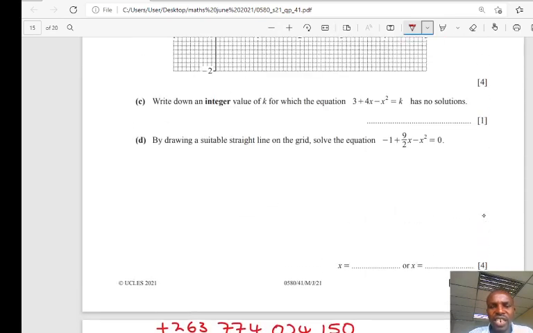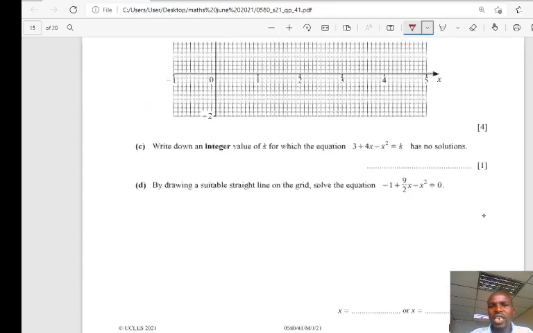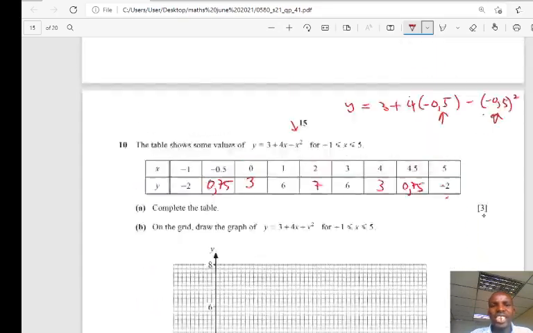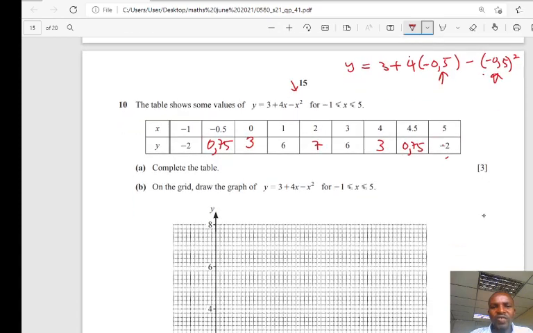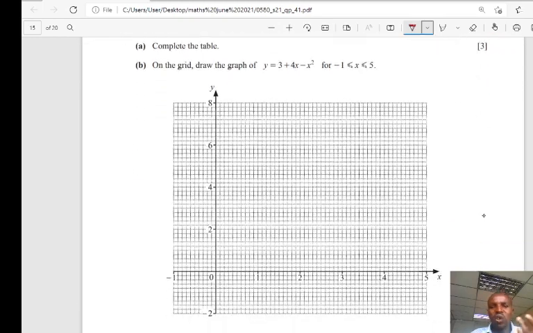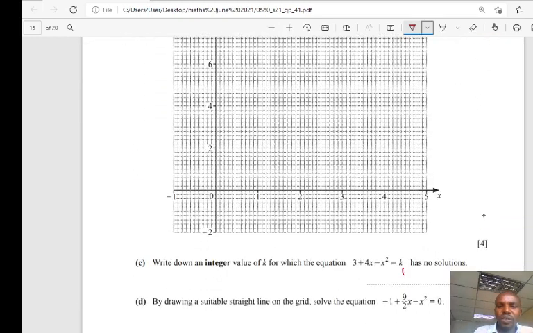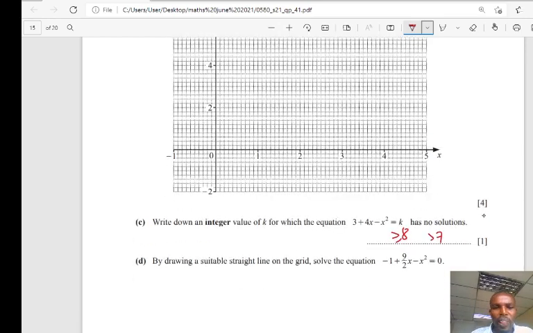That's where your graph is ending. Write down an integer value of k for which the equation has no solution. No solutions is ending at 7, right? So if it's ending at 7, you can say greater than 7, because it's ending at 7. Or you can say greater than or equal to 8. Still the same. So it can be greater than or equal to 8 or 7 or whatever. Greater than 7, still it works.